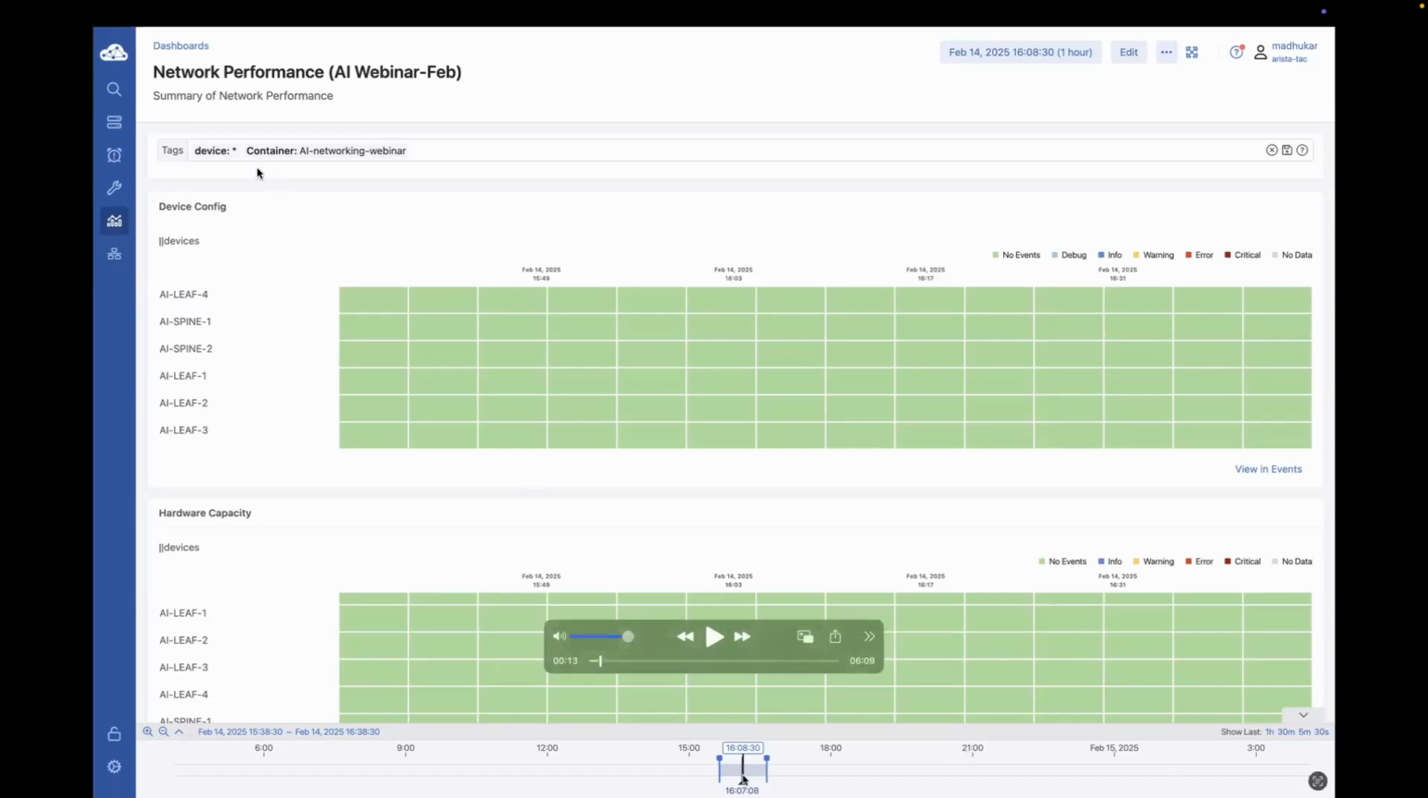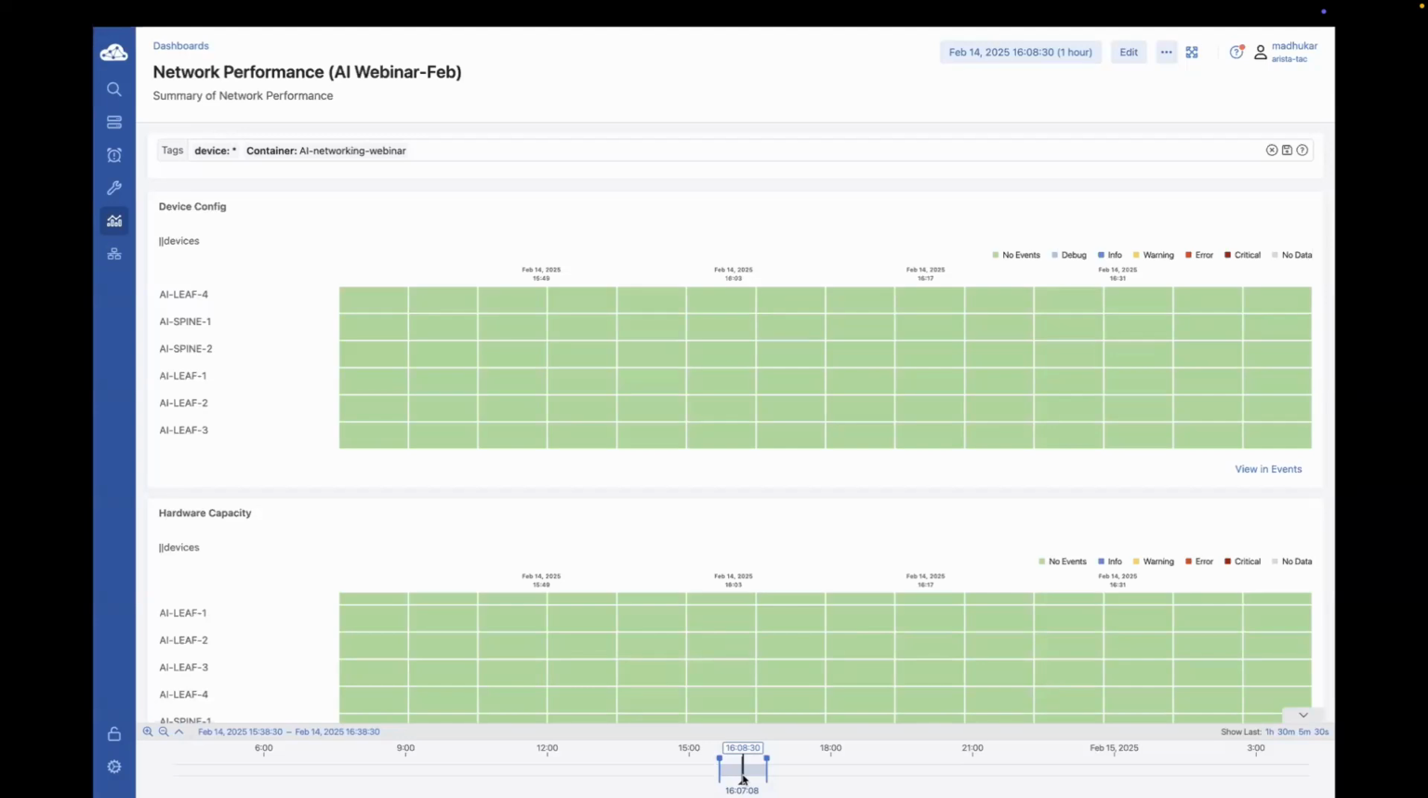These container level filters are being used because we have put all the leaf and spine devices in the same container. In this scenario, that's the AI networking webinar container, and we're filtering for the devices using the container filter.